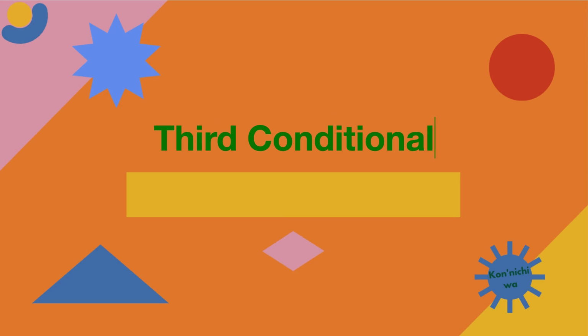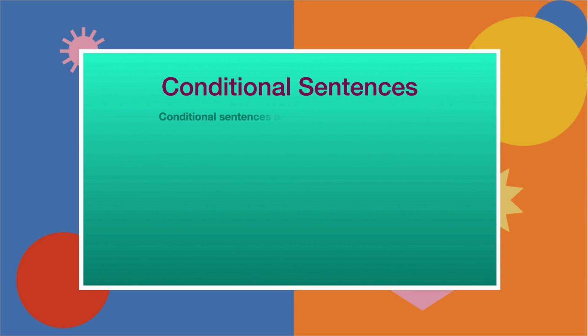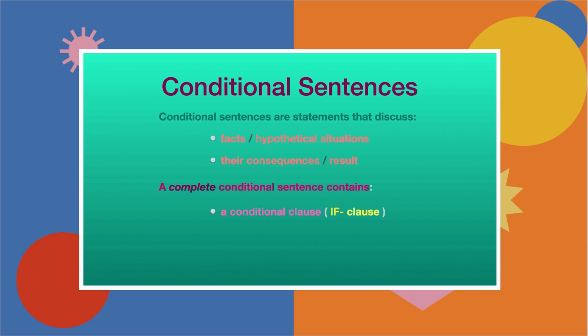Third conditional. Type 3. Conditional sentences. Conditional sentences are statements that discuss facts, hypothetical situations, their consequences or result. A complete conditional sentence contains a conditional clause, the if clause, and a main clause, the consequence or result.